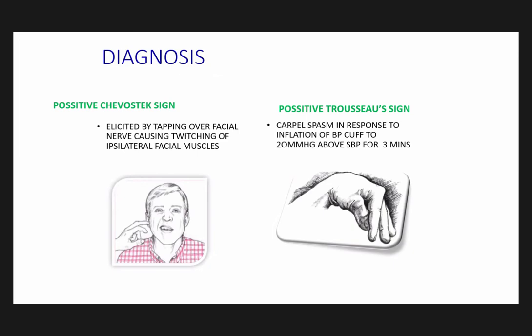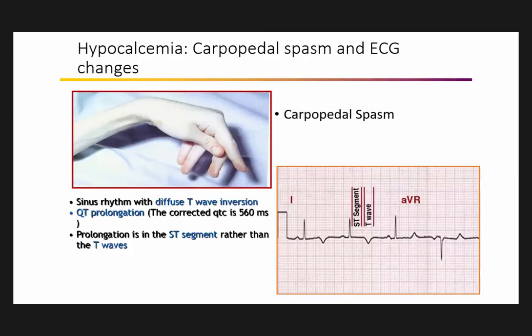Trousseau sign: when you measure BP, you put a blood pressure cuff on the arm of the patient, compress it, and wait for a few minutes. Carpospasm develops if there is hypocalcemia. It's called Trousseau sign. Please remember them. How does it look? Carpopedal spasm and ECG changes in the patient with hypoparathyroidism.